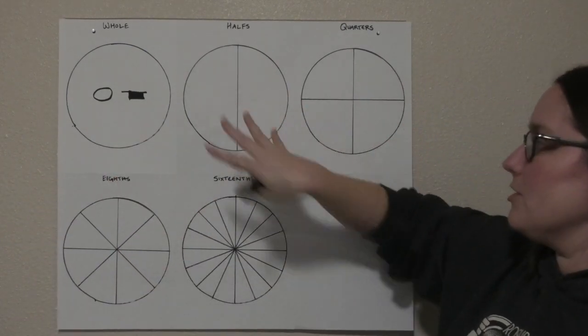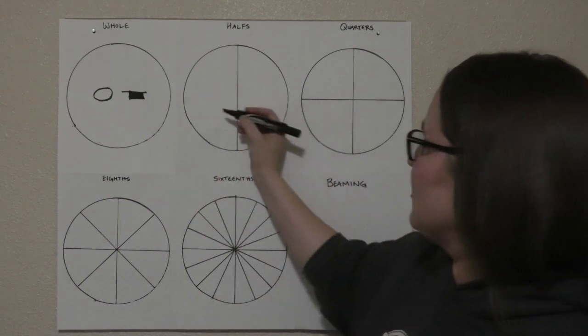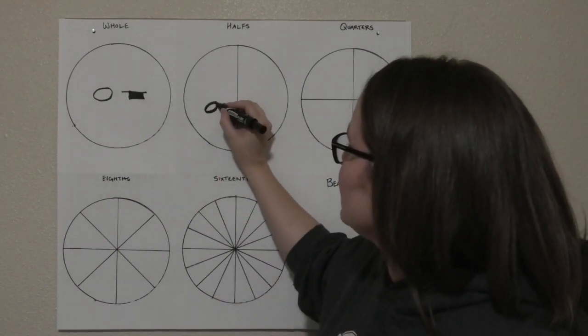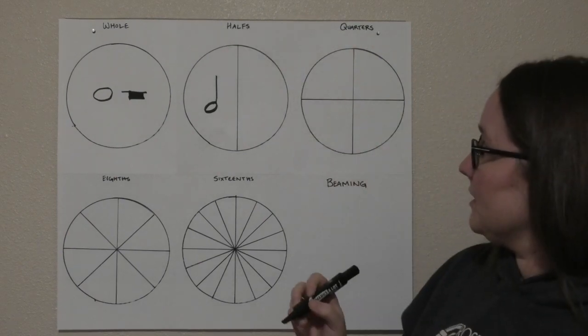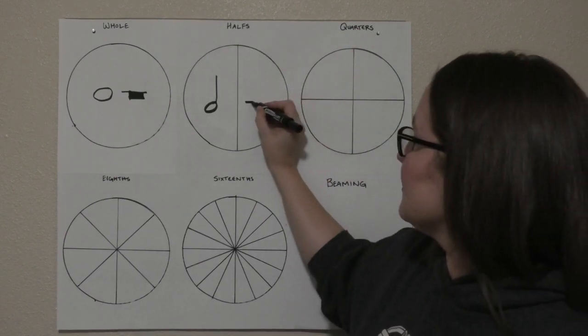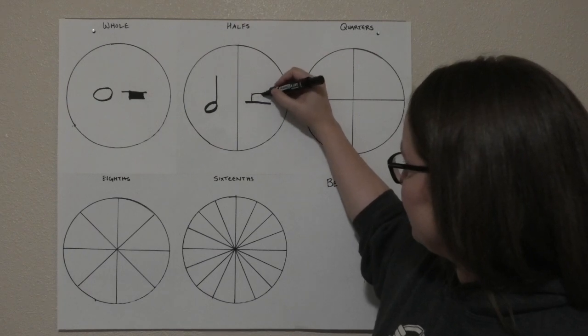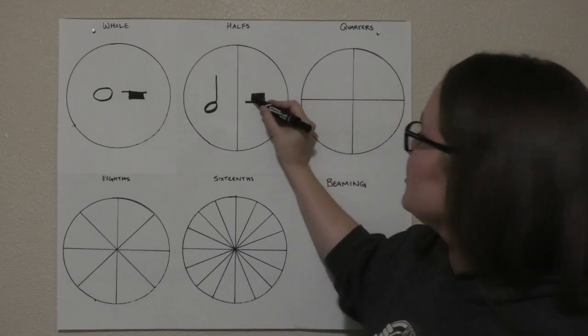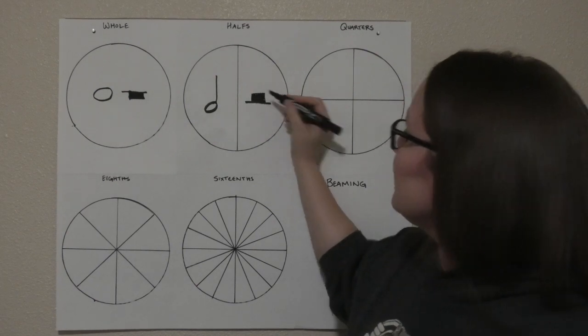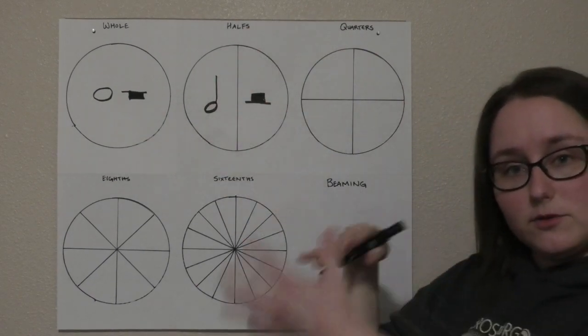Now we have half notes and half rests. I'm just gonna put one in each. Your half note looks like this. You've got a little note head and a stem. Your half rest looks very familiar. Looks very much like your whole rest, except flipped around.